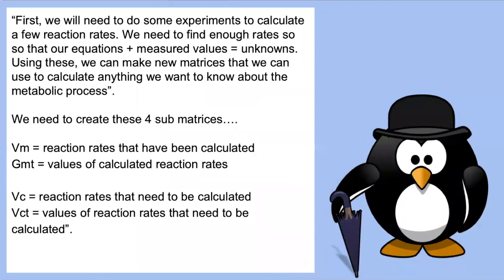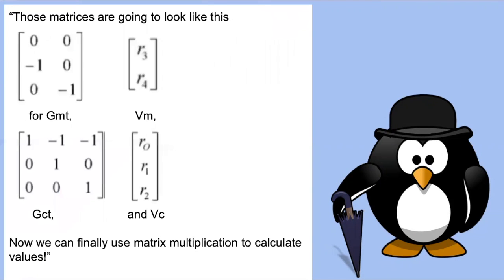First, we need to do some experiments to calculate a few reaction rates. We need to find enough rates so that our equations plus our measured values equal unknowns. Using these, we can make new matrices that we can use to calculate anything we want to know about the metabolic process. We need to create these 4 submatrices: BM, GMT, BC, and BCT. Those matrices are going to look like this.